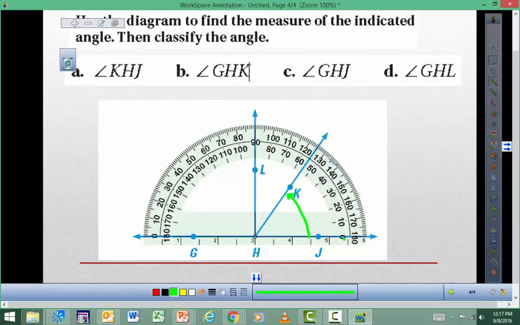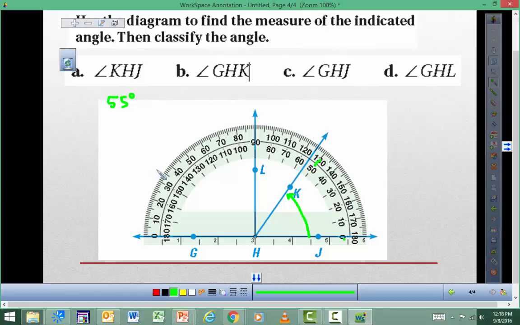Now you'll notice on the outside are a bunch of tick marks. It kind of works like a ruler. So these go up by 1 each time. So if this is the 50-degree mark here, that's 51, 52, 53, 54, 55. The measure of KHJ, that's this angle right here, we just found out it's 55 degrees.